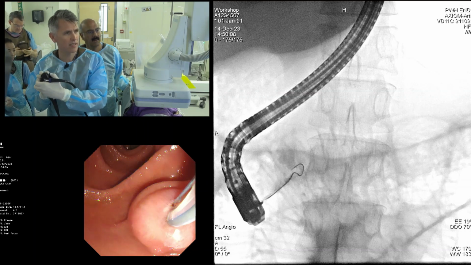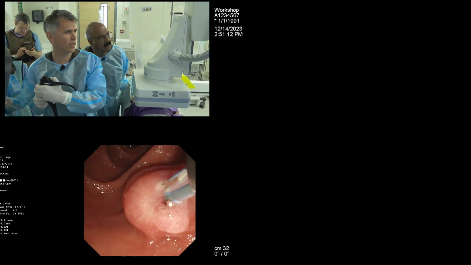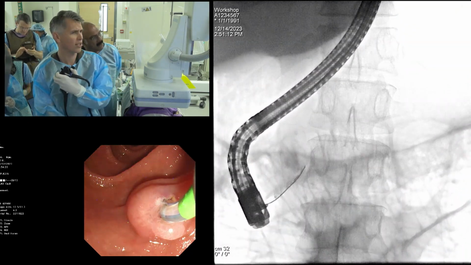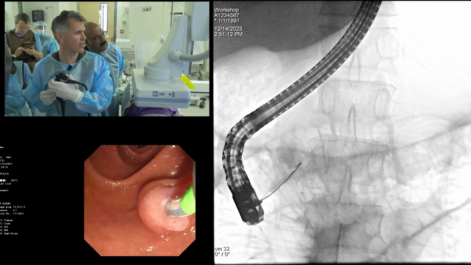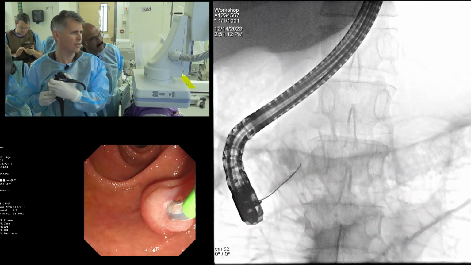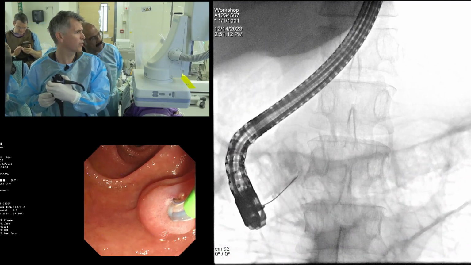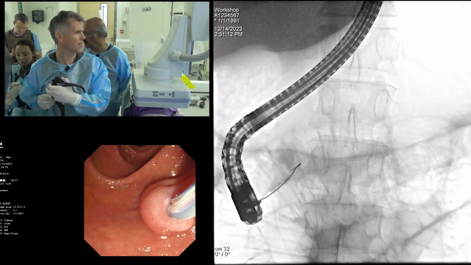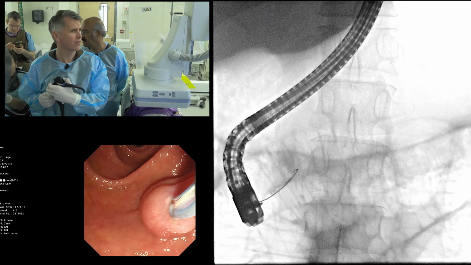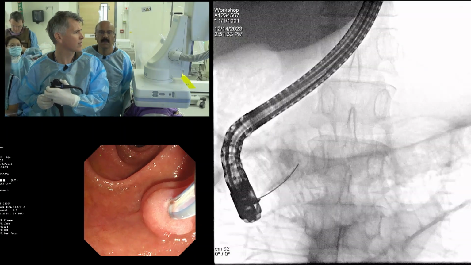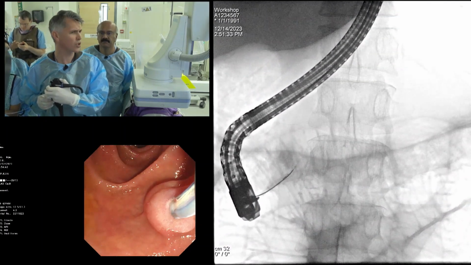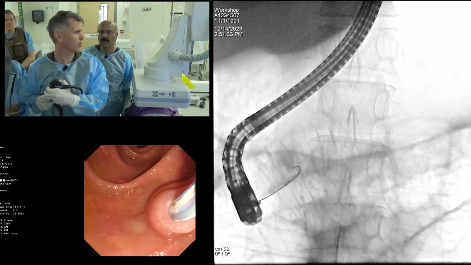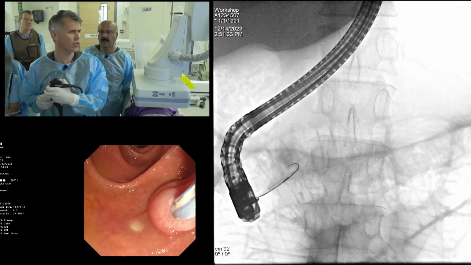So let's see what we can achieve here. We are now again deep in the duct. Maybe please try to push the wire forward again, to see if we can pass alongside. Is there resistance? There's high resistance. Try to push a little bit. Okay, now we are in the side branch again.